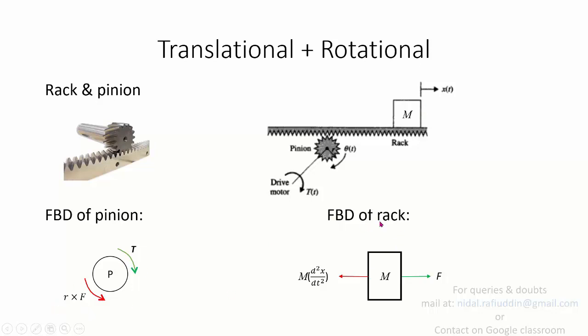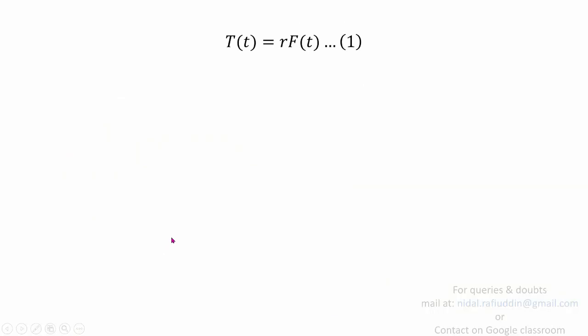And again we draw the FBD of the rack. The rack will have the force acting on the mass towards the right, while the resisting force will be because of the inertia of the mass. We don't have friction acting on the rack, and we don't have any spring attached to it. So the only thing that opposes the motion is the inertial force m d square by dt square of x. Now if we obtain the relation, we have T equal to R F(t), so they are functions of time, and from the FBD of the rack we get force equal to m d square by dt square of x.